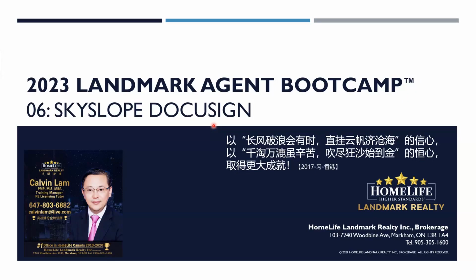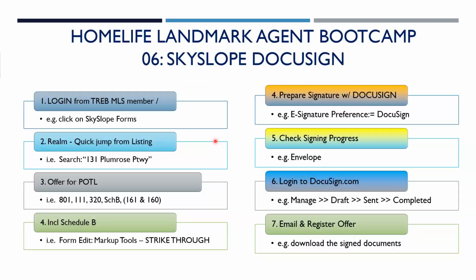And we have this topic number 6 bootcamp, topic number 6 today. We're gonna cover some of the features in the Skyslope Docusign. Last week we talked about how you're gonna do the offer, fill up the forms in the Skyslope forms, right? So this week, this topic, we're gonna just cover mostly the signing part, not how you're gonna make the form, how you're gonna fill out the forms, right? That's already done in last week's topic number 4. But I could still show you how you can start, right?